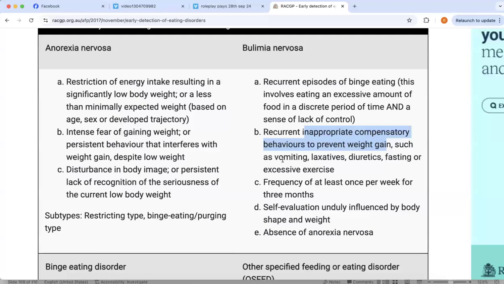Now, how to differentiate between anorexia and bulimia? Anorexia will not have a binge eating pattern, whereas bulimia will have binge eating followed by a compensatory behavior. And in bulimia nervosa, because they do binge eating, they don't lose weight like anorexia, and their BMI will be more than 18. So BMI is a very important difference between these two. And also the pattern of binge eating is important to diagnose bulimia nervosa. Does it make sense, guys?